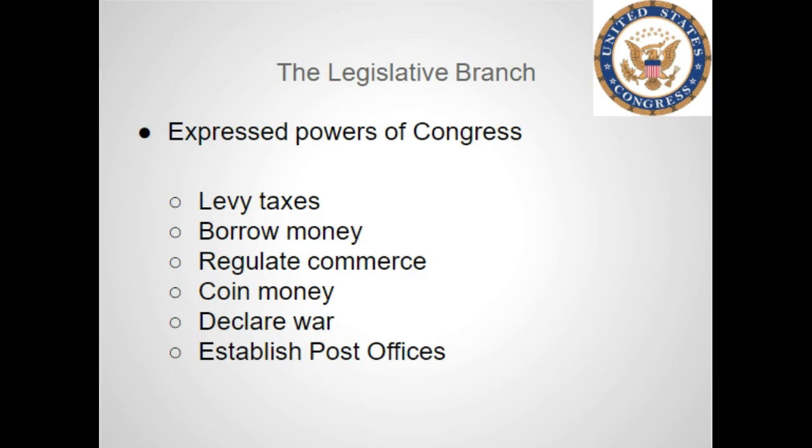They can coin money, and they can declare war. The president can deploy troops, but only Congress can declare war. And they can establish post offices. That's one of the other enumerated powers. So that's why we have post offices. Those are just a few. There are a few others, but those are a few just to give you an idea and examples of what express powers are given to Congress.